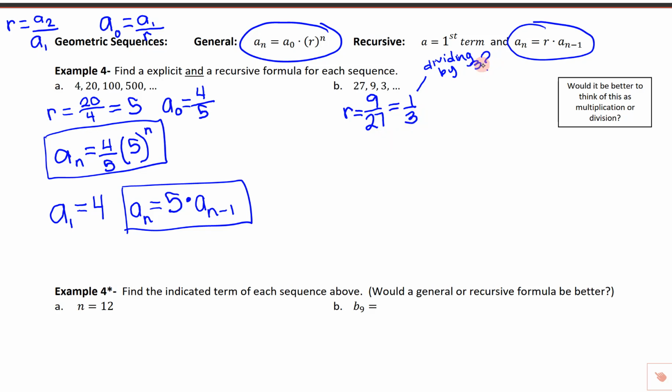We want to tell what we're multiplying by. So some people, they try to use that number 3. We're not multiplying by 3. We're multiplying by 1/3. If it's getting smaller, okay, it needs to be a number less than 1 that we're multiplying by. So make sure it's a fraction there, okay, a number less than 1. Now we need to find a sub 0. So to find this, we have to take a1 and we divide it by 1/3. Okay, so you can put that in your calculator as 27 divided by 1/3.